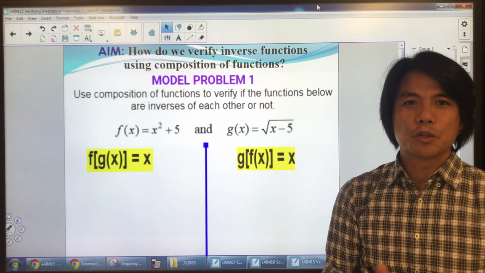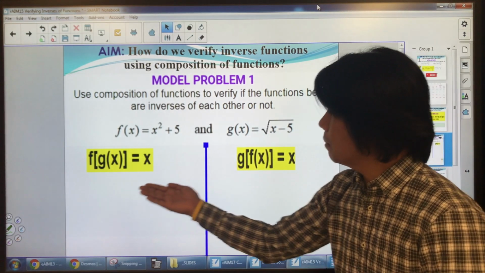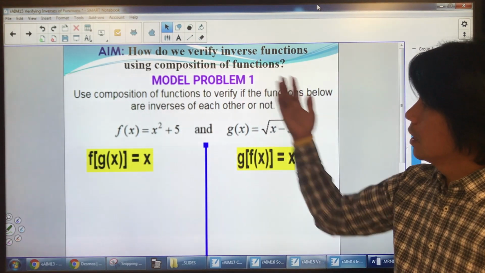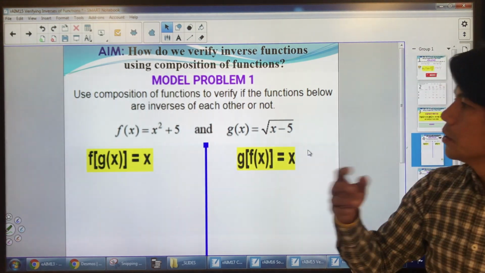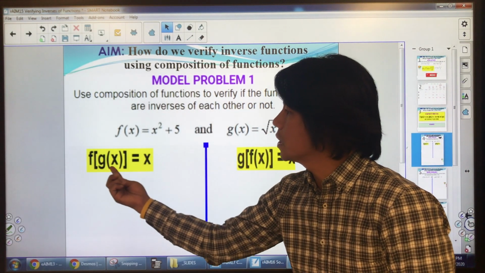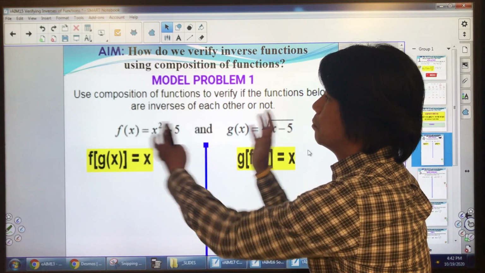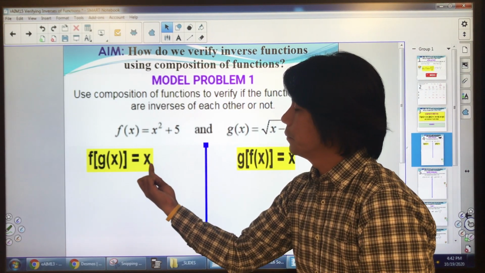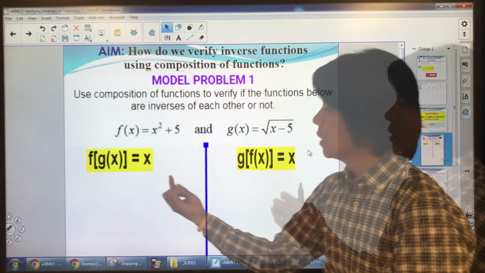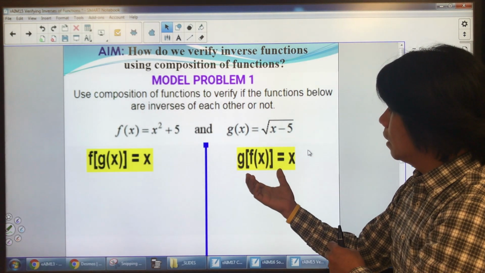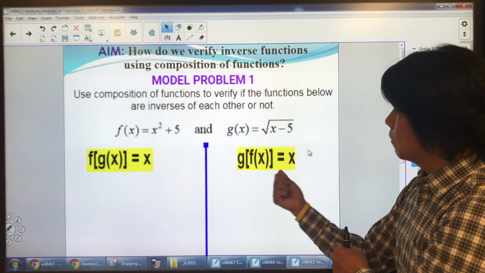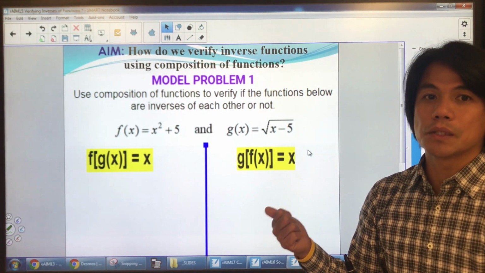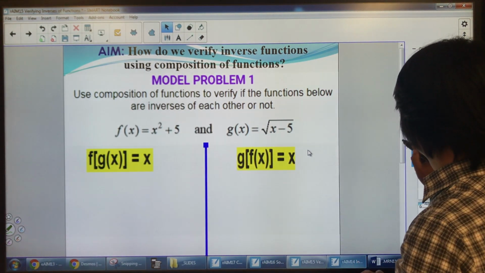Now, it's actually two-part work. If you notice, I put down the definition in the previous slide. So we want to show that the composition of function, if we merge them in this manner, we need to come up with x. And also, the result of the other composition of function is x as well. Let's see how it works.